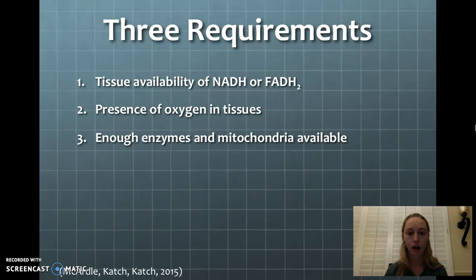These requirements become important with activity because as activity lengthens or increases in intensity, you may not have enough oxygen in your tissues for these to take place. In that case, other processes will kind of take over because everything kind of overlaps in the body and somehow it all works together.